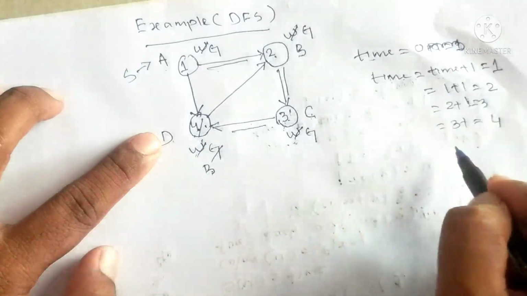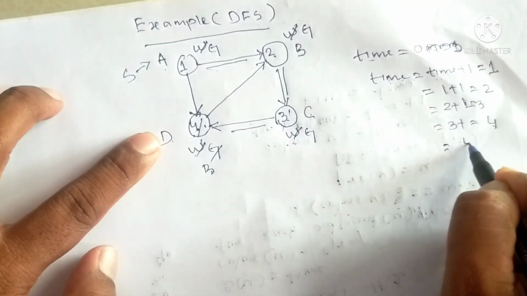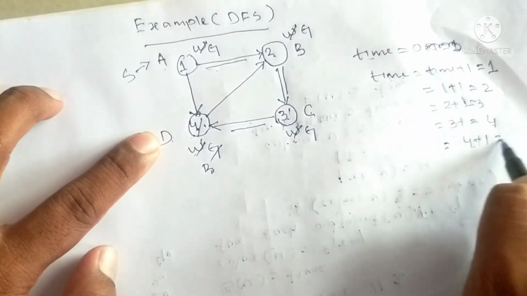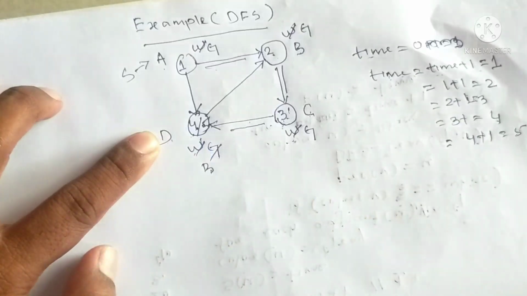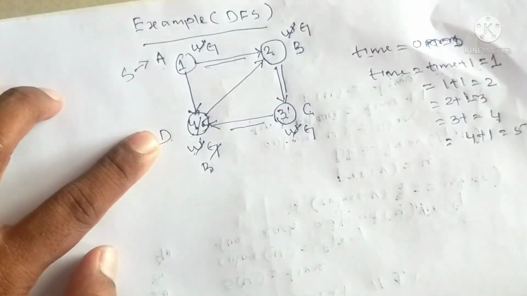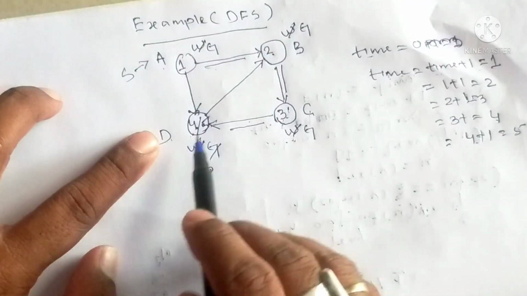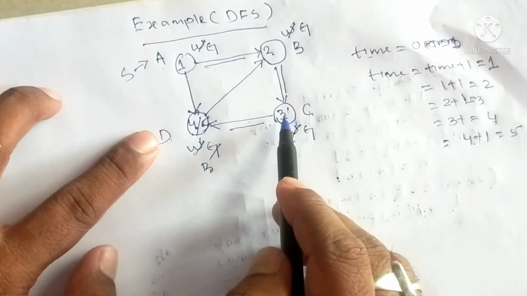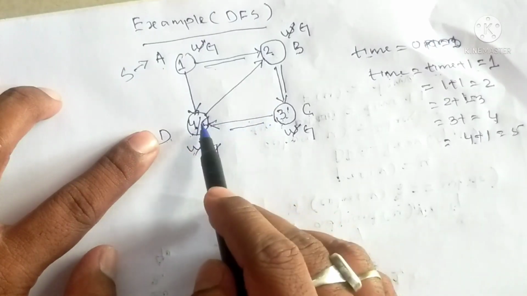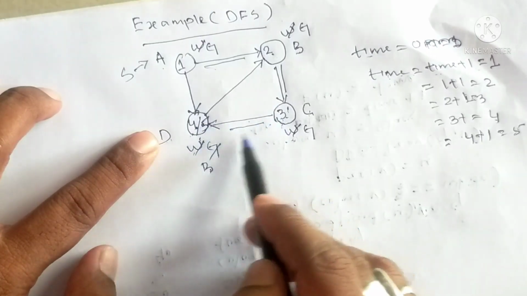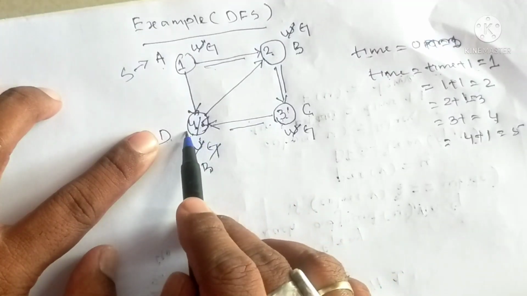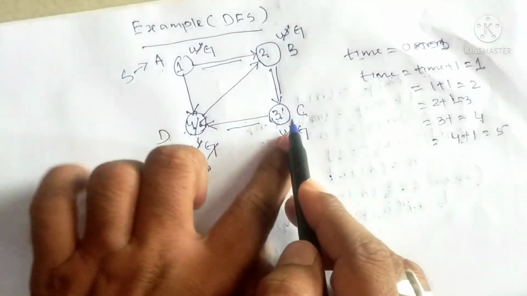What is the final stamp? That is the previous time value plus 1, 4 plus 1. It becomes 5. So you write 4/5. 4 is the starting time, 5 is the ending time or the final time. Once you assign the final stamp, you have to reverse. The way we have traveled, the same way we have to return. So we reached D from C, so back to C.